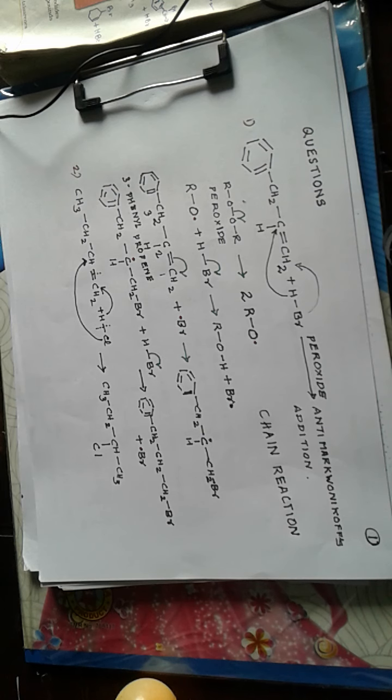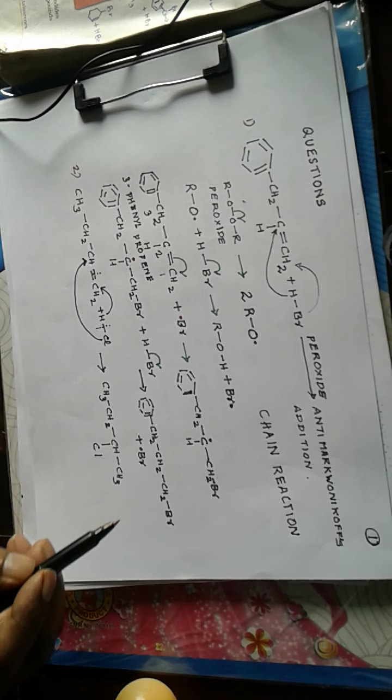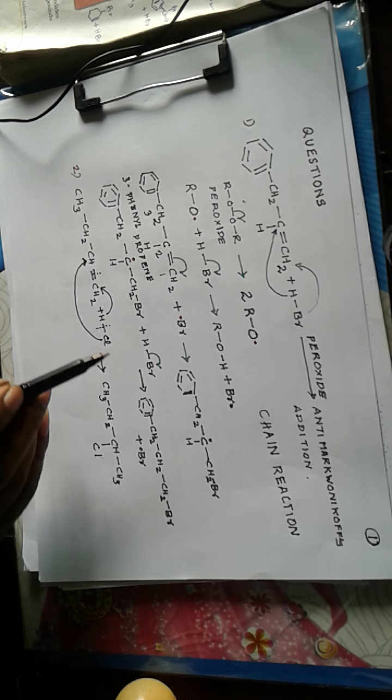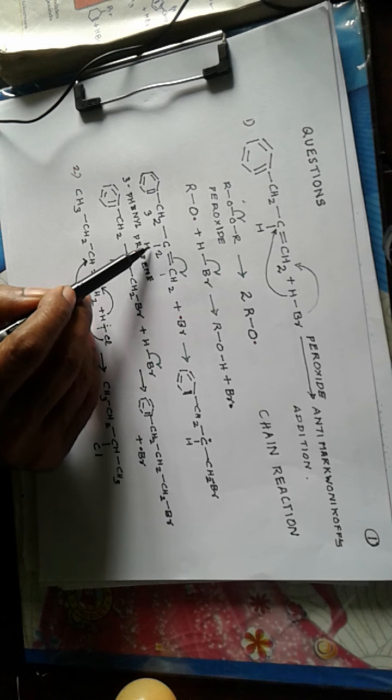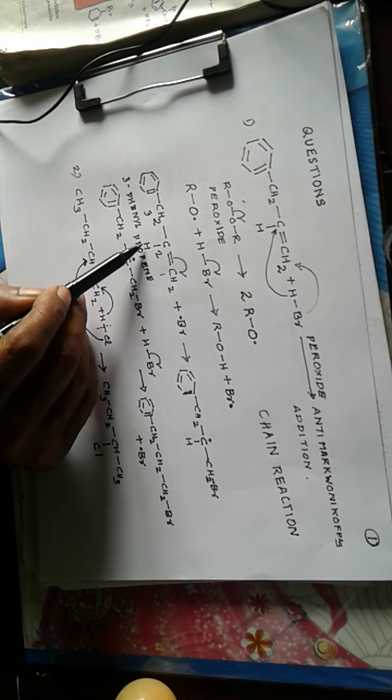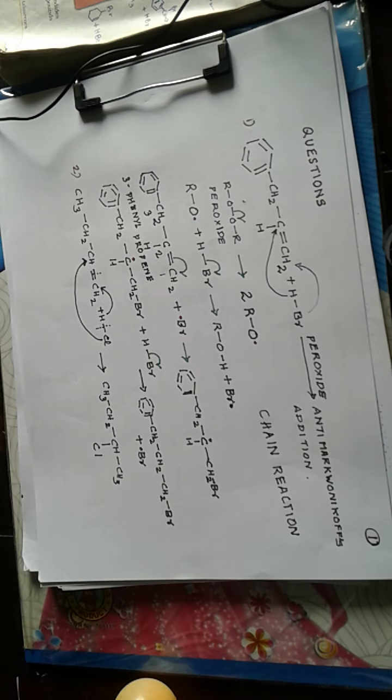Now the other product is also possible. Then that will be a product where Br is getting connected to the carbon connected to lower number of H atoms, but that will be formed to a smaller extent. So the major product will be this one.